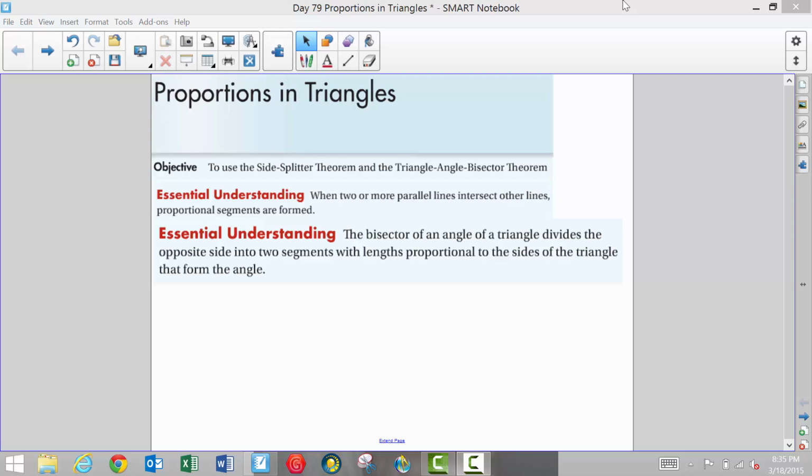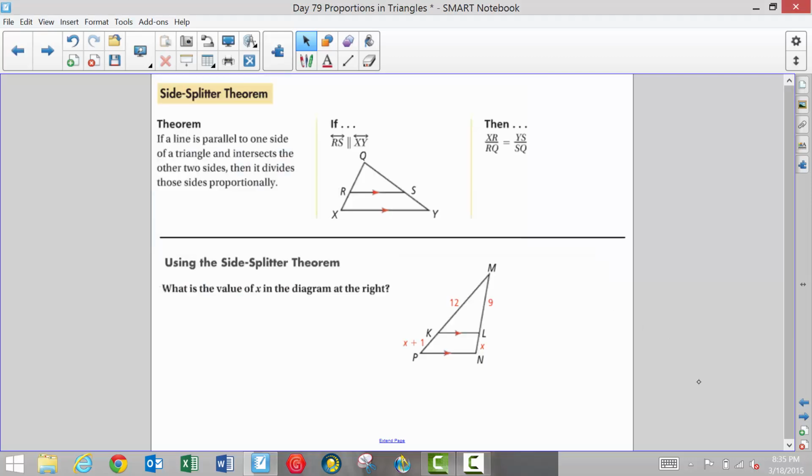So the first essential understanding is going to deal with the side splitter theorem. The second essential understanding will deal with the triangle angle bisector theorem. So you have the side splitter theorem. If a line is parallel to one side of a triangle and intersects the other two sides, then it divides those sides proportionally.